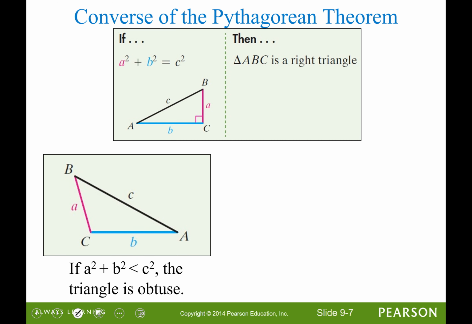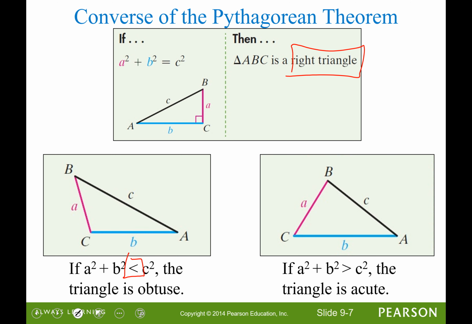All right, so using that converse of that theorem, we would know that if a squared plus b squared is greater than c squared, then we don't have a right triangle. If the hinge opens wider, giving us a squared plus b squared being less than c squared, then we have a triangle that is obtuse.